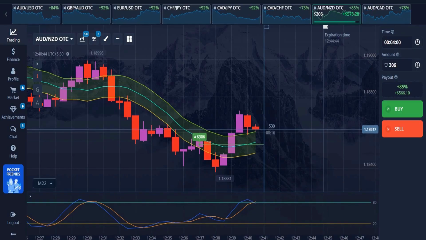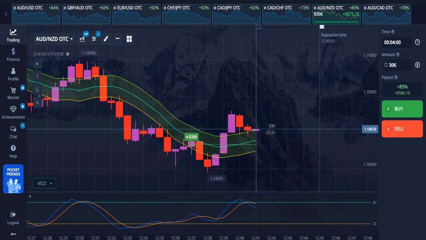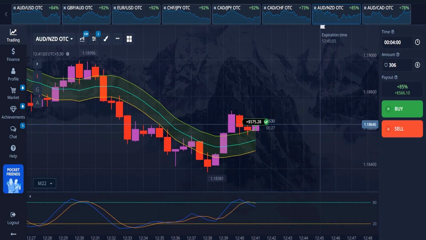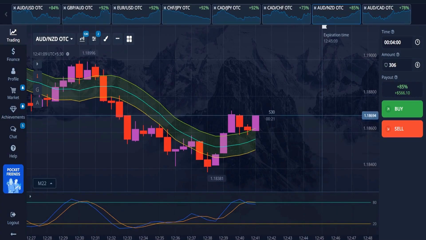And remember, not every setup will be perfect. But when you stick to the rules and wait for confirmation, you greatly improve your chances of success. Boom, another winning trade. This buy trade just closed in profit, all by following our simple and powerful setup.